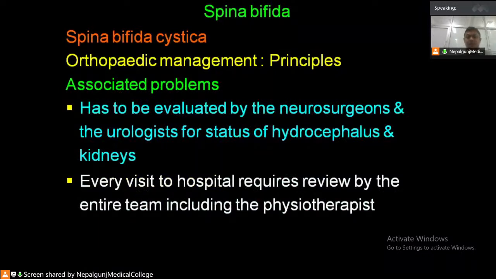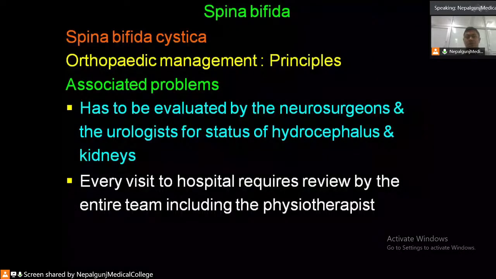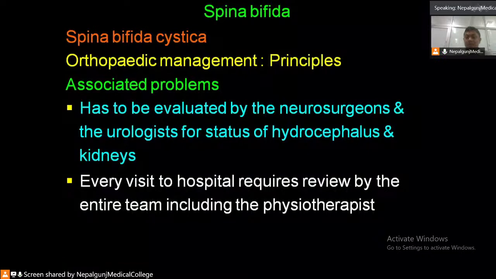Associated problems have to be evaluated by neurosurgeons and urologists, including the status of hydrocephalus and the kidneys. These are two other problems that are often encountered in a case of spina bifida cystica. Every visit to the hospital requires review by the multidisciplinary team, even including physiotherapists. So in the team, there should be a neurosurgeon, an orthopedic surgeon, a urologist, a pediatrician, and eventually a physiotherapist for the rehabilitation.